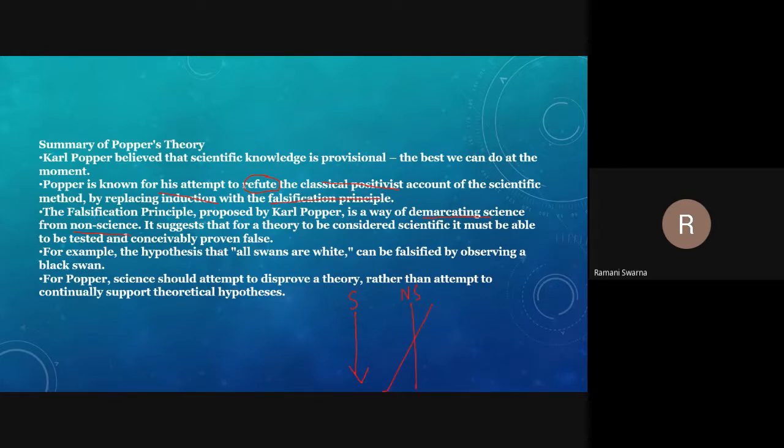So he says that for a theory to be scientific, that means researchable, it must be able to be tested and conceivably proven false. So, first of all, take a theory, then you test it. After testing it, if you feel that yes, it has to be falsified, falsify it, and then go and give a new theory. Here he says, for example, that the hypothesis that all swans are white can be falsified by observing a black swan. So for Popper, science should make an attempt to disprove a theory. Then only new knowledge is going to come. Otherwise, no new knowledge is there for us.